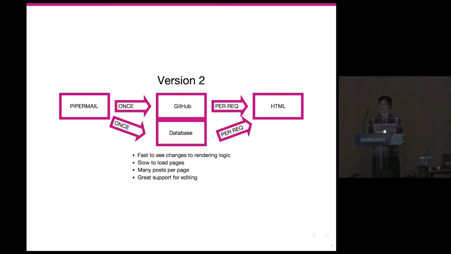Because of the database, it was easy to have multiple posts per page. And like I say, there's great support for editing. Unfortunately, GitHub is really slow as a database to read from. Don't treat GitHub quite like a database. It's not a great idea. This was fantastic as a proof of concept and as a demo, but it was too slow to really treat as a production application.